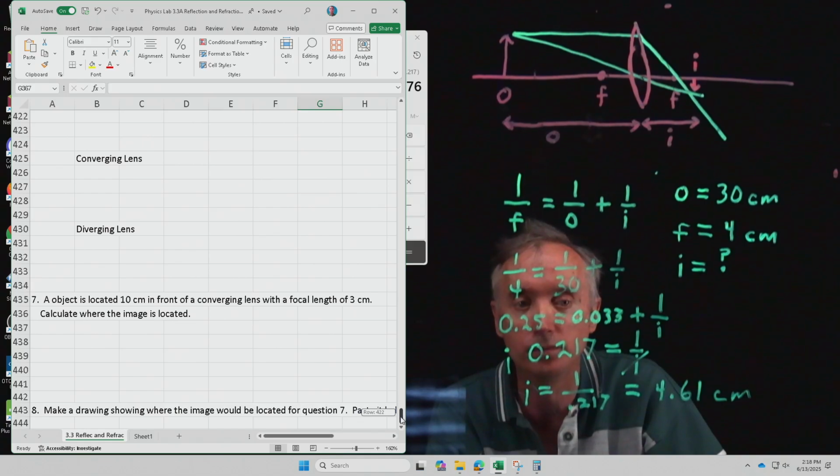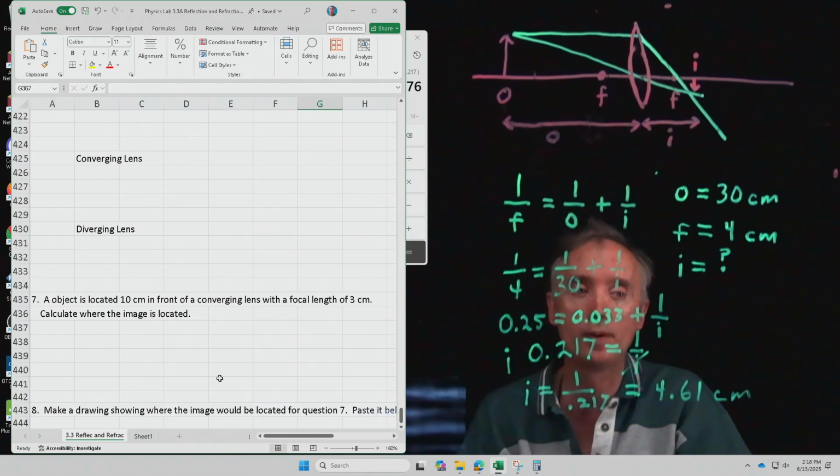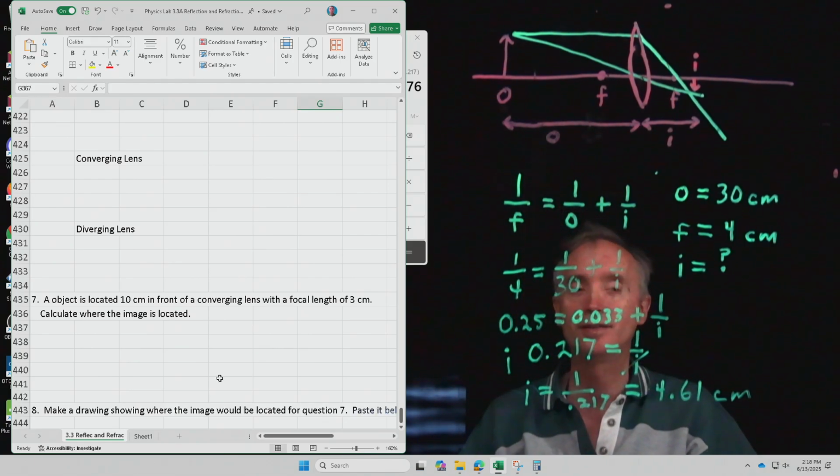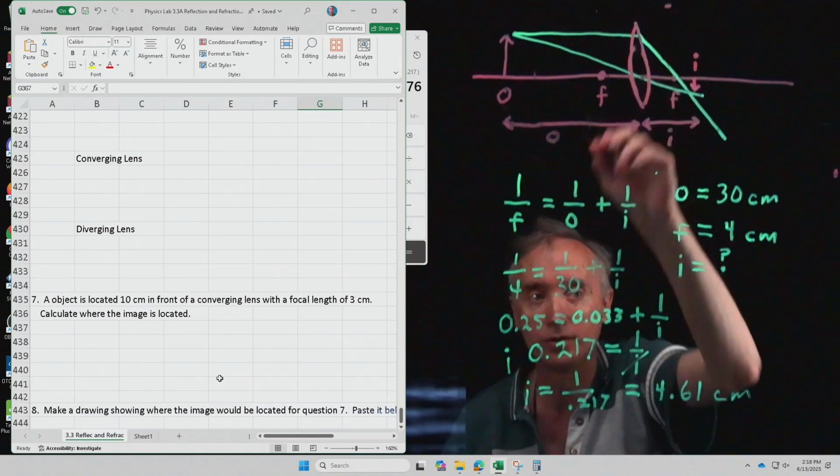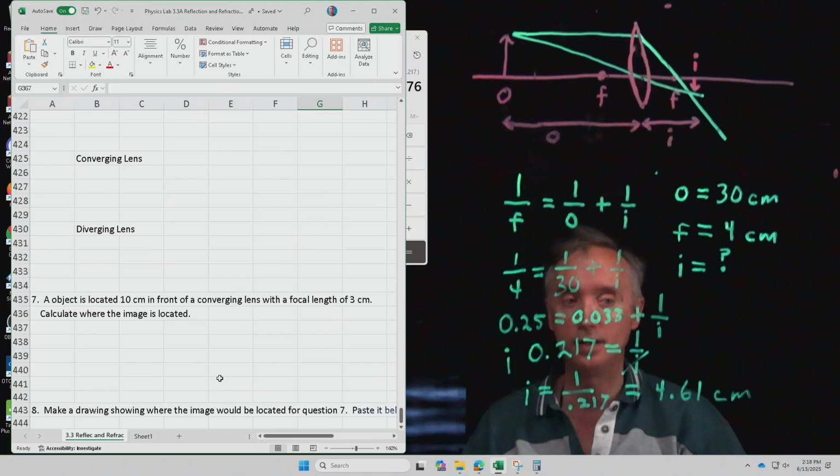So again, go back to Microsoft Paint. It doesn't have to be exact. So if you want to just make a very crude picture and then show how you use these lines in order to figure out where the image would be at, and then paste it into the document, and then you're going to remember you're going to be emailing me a copy of the lab.